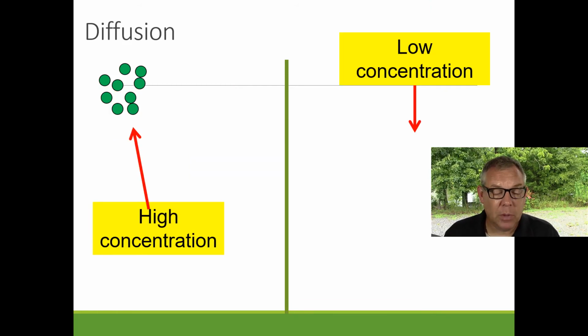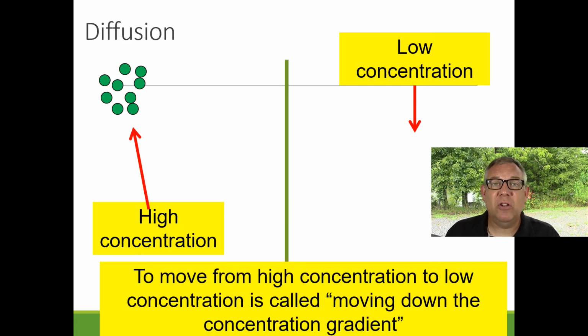And so what does that mean? Well, when we started, you notice on the left side of the membrane, you've got a high concentration of the solute. And on the right side, you've got a low concentration of the solute, right? And so we say that this is a concentration gradient. A gradient is a slope, or anything that changes over distance. And so here you've got high concentration that changes to low concentration over distance. That's a concentration gradient.